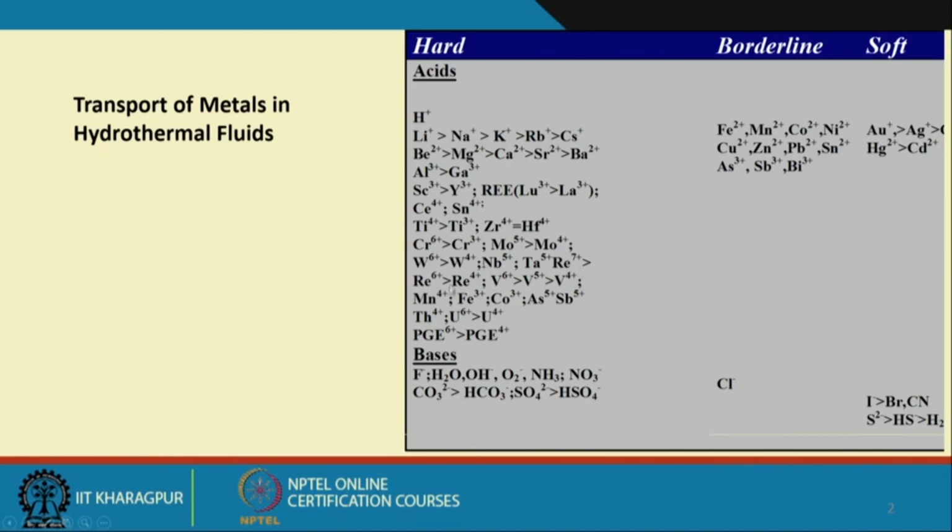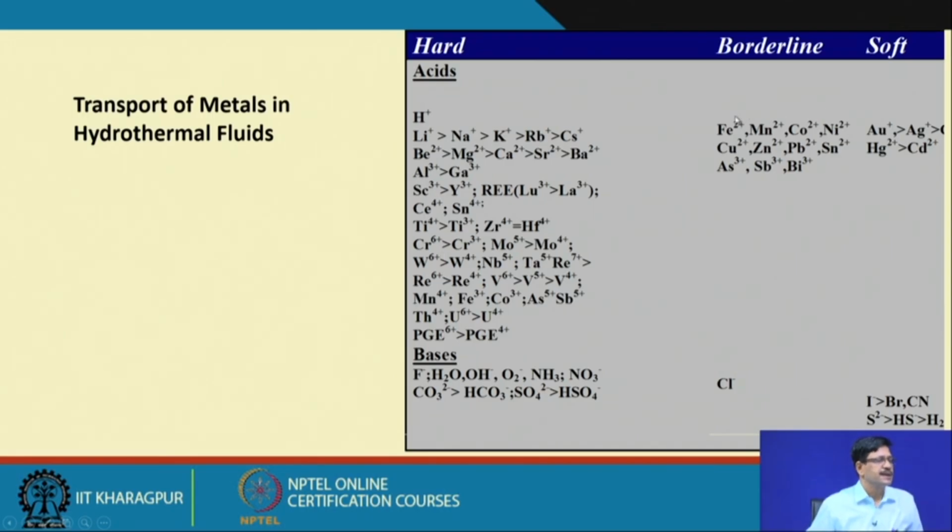So, most of the metals of our interest, manganese, iron 3 plus, cobalt 3 plus, arsenic, these metals having a very high charge by radius ratio are classified as titanium, zirconium, hafnium, molybdenum, antimony, platinum group of elements, uranium 6+, uranium 4+. These are all coming under the category of hard acids.